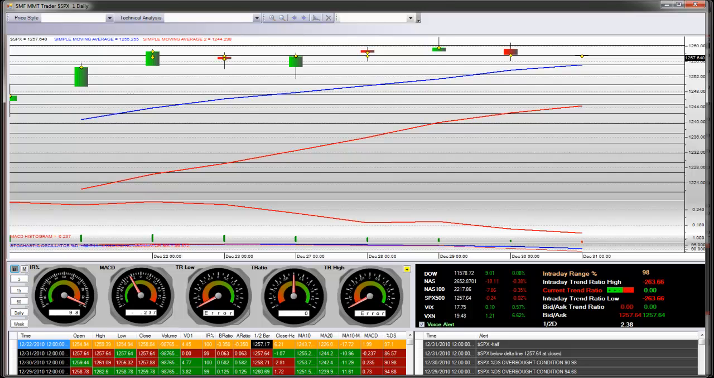Today's date, 1/1/2011. I will be doing the mathematical formulas, MMTs, for the whole year on the S&P sometime in January.